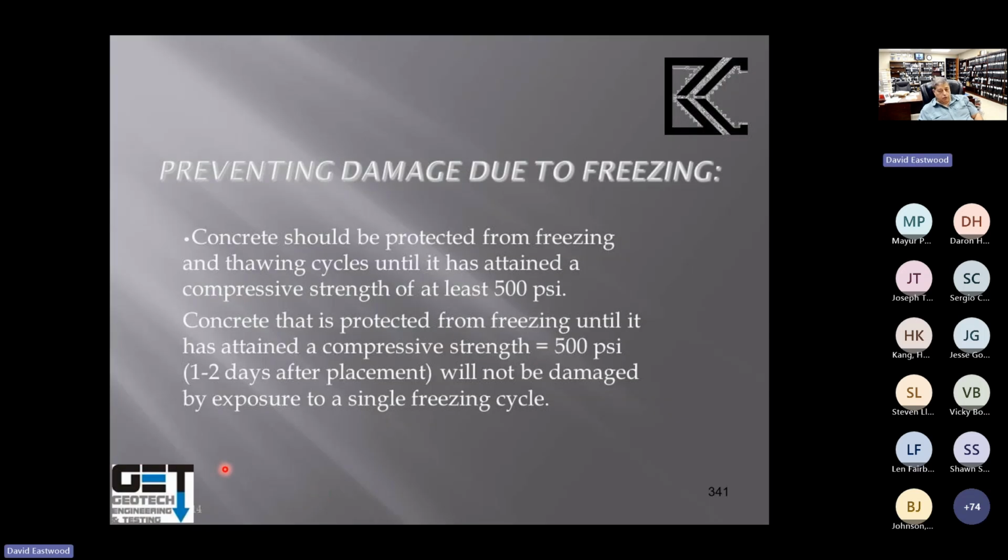So if the temperature is cold and freezing, you're going to have to protect that concrete until you get about 500 psi. Otherwise, your concrete is going to go bad. You put blankets, heaters, whatever you've got to do to get that concrete protected. Once you get to 500 psi, which is usually about 24 to 48 hours, you can have one cycle of freezing and it's not going to damage your concrete.